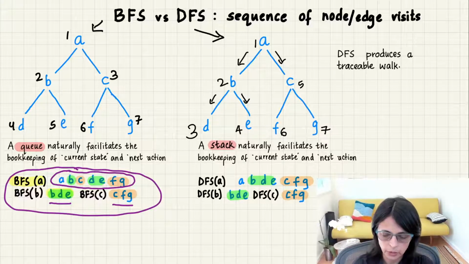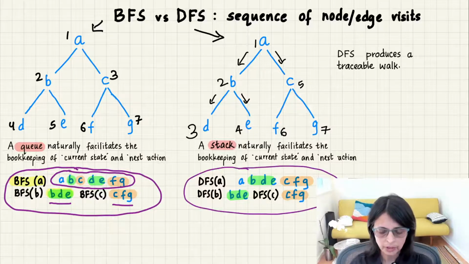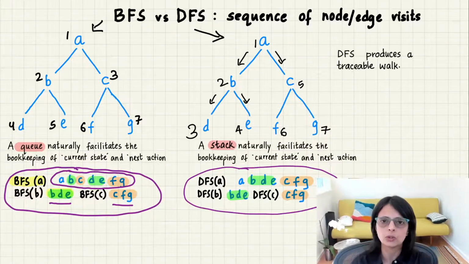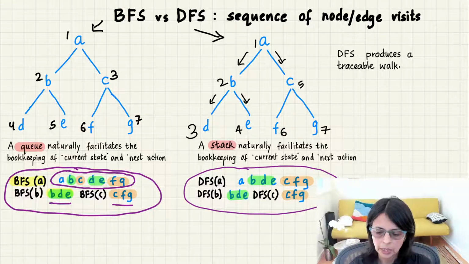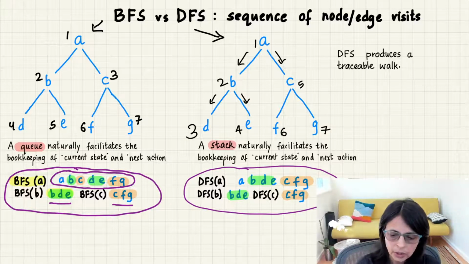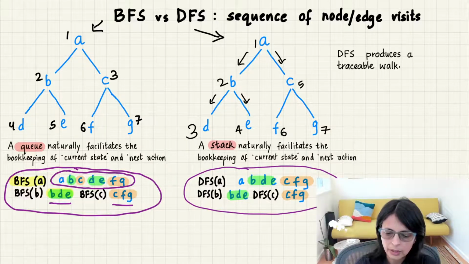If you look at depth first search of A, the entire sequence, let me circle this so I know which part of the whiteboard I'm talking about, this part. So depth first search of A is A, B, D, E, C, F, G. Depth first search of B is B, D, E, which is included as a substring in the depth first search of A sequence. And I just wanted to demonstrate that about depth first search, that it is an inherently recursive algorithm.